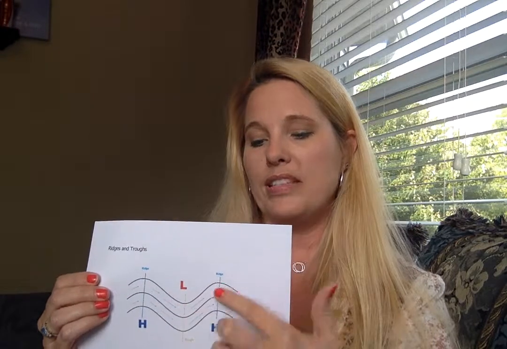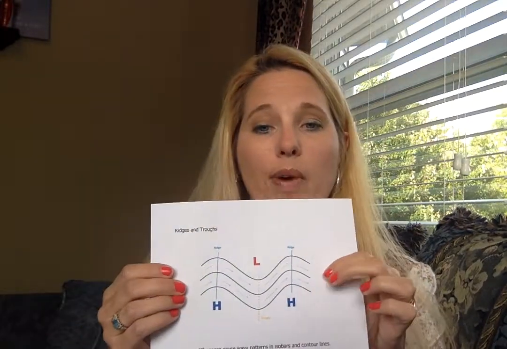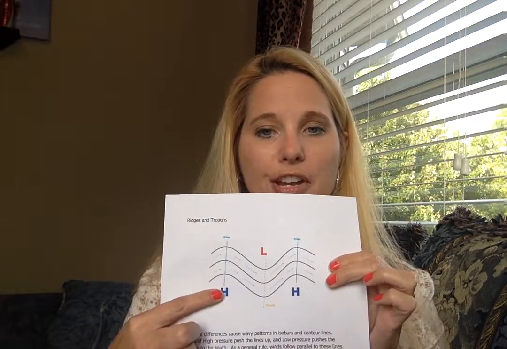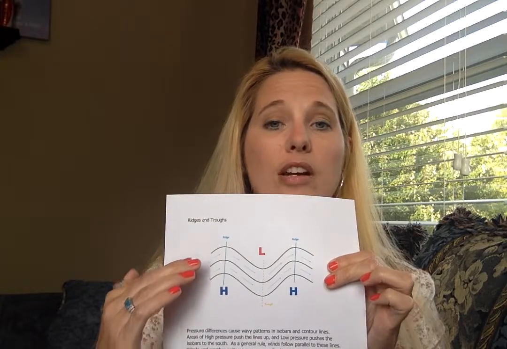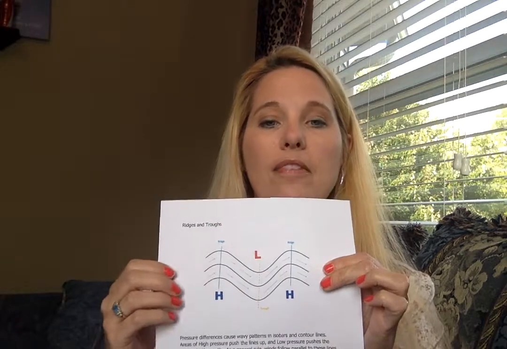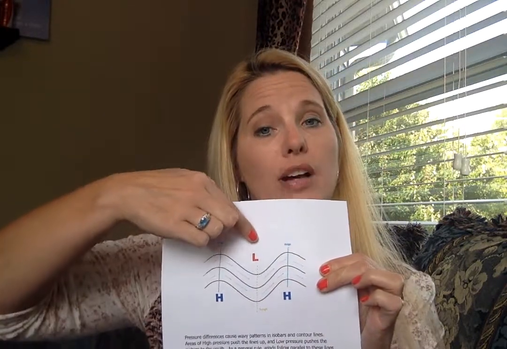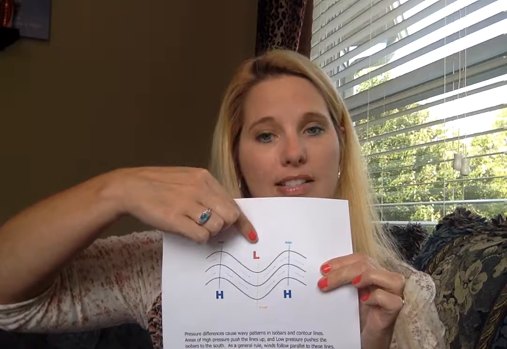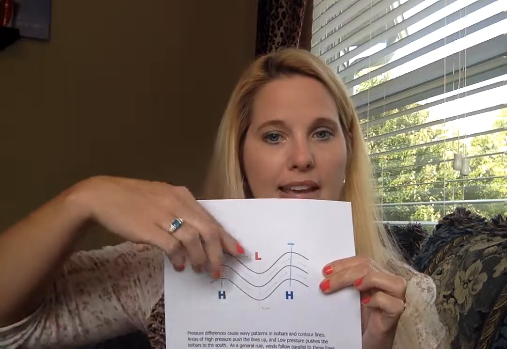Now, we see this wavy pattern. It's wavy because we have a high pressure here. Notice the winds are going anticyclonically over the high. You have a low pressure north of these contour lines. That's what's pushing it down and making it curve this direction.